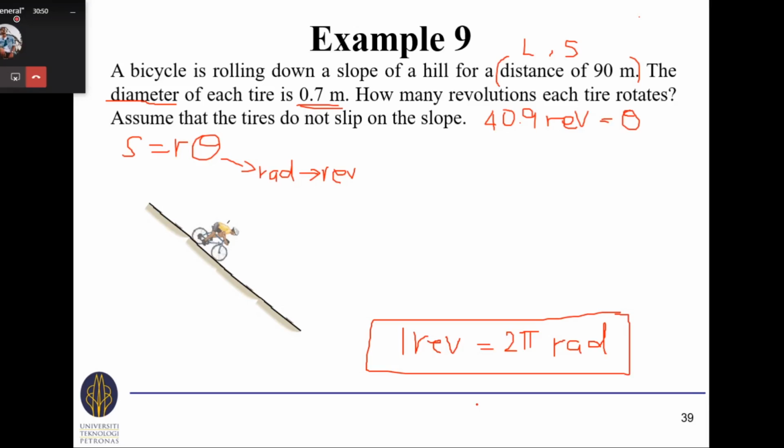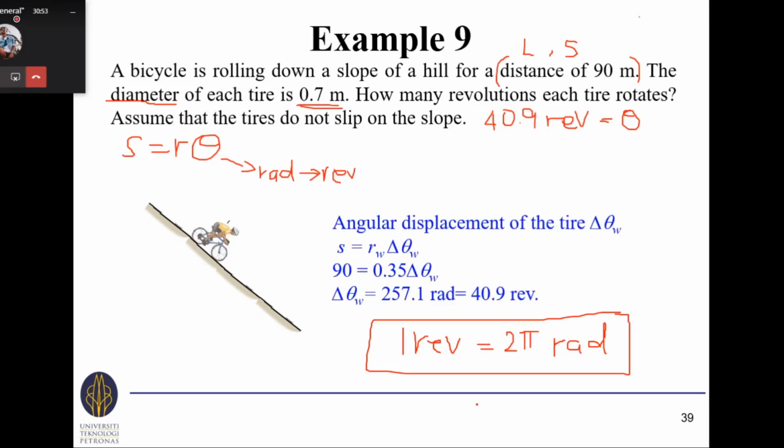So basically, your calculation will start with S equals R theta. Know that you need to find the radius. If you use 0.7, of course, you won't get this number. So please check that again to get the radius. And again, when you use the equation S equals R theta, the answer that you get for the theta should be in radian. Since the question asks how many revolutions or how many times it has rotated, you need to check that in terms of revolution. So convert that to revolution, and you will have 40.9 rev.